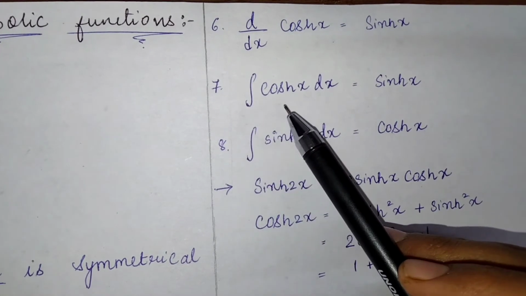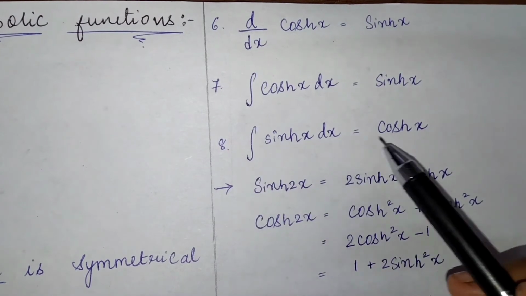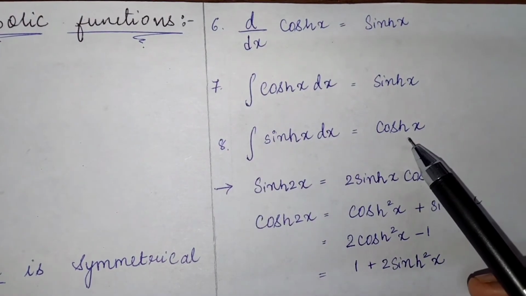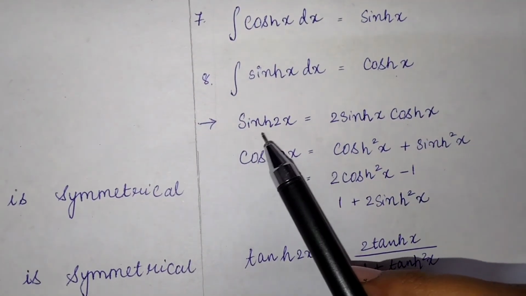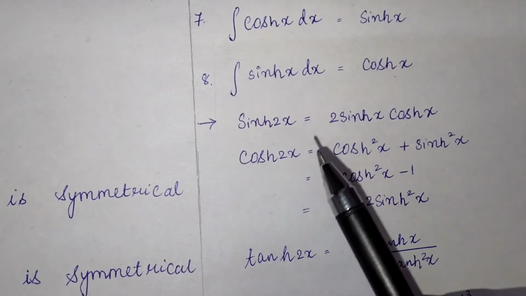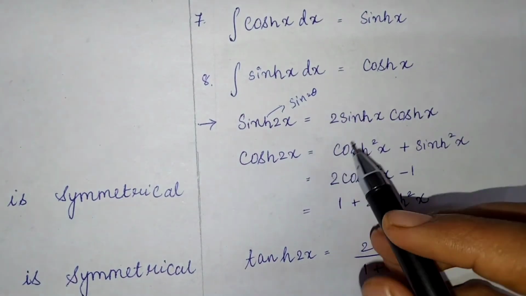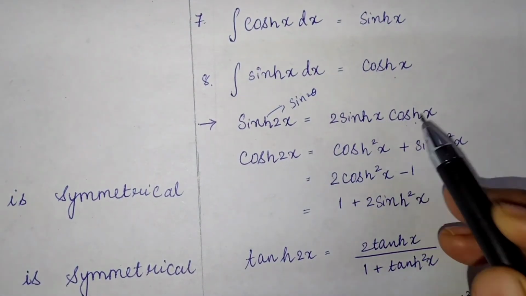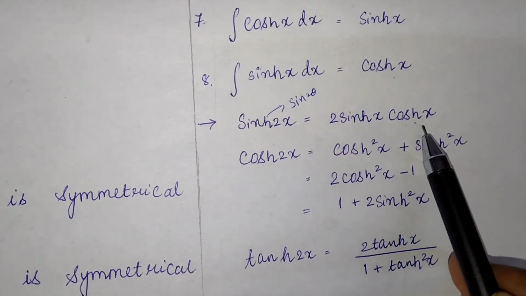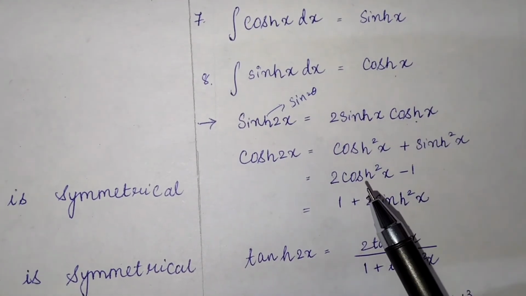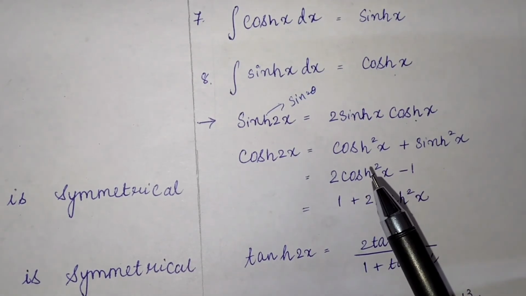Similarly, integration of cos hx is equal to sin hx, and integration of sin hx is equal to cos hx. Now, the value of sin h2x. It is similar to the formula we use, that is sin 2 theta. Sin 2 theta is equal to 2 sin theta into cos theta. So here, as it is a hyperbolic function, we will get 2 sin hx into cos hx. Here the only change is that we are using h because it is a hyperbolic term.